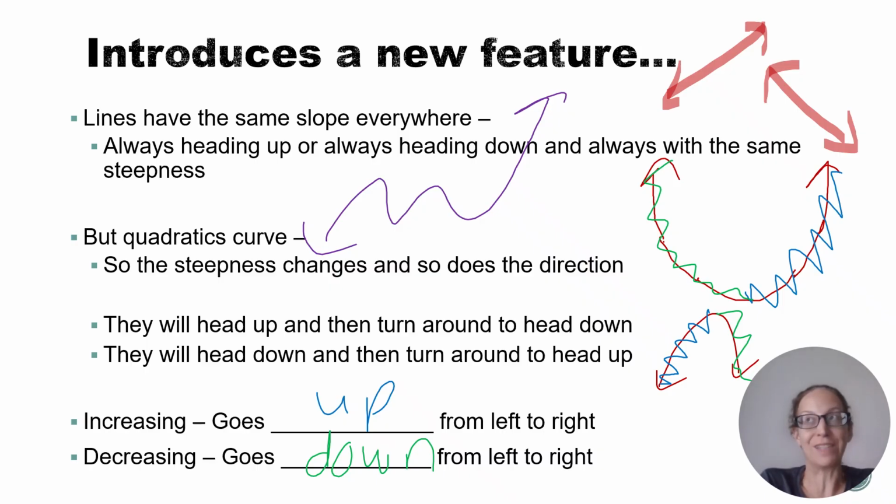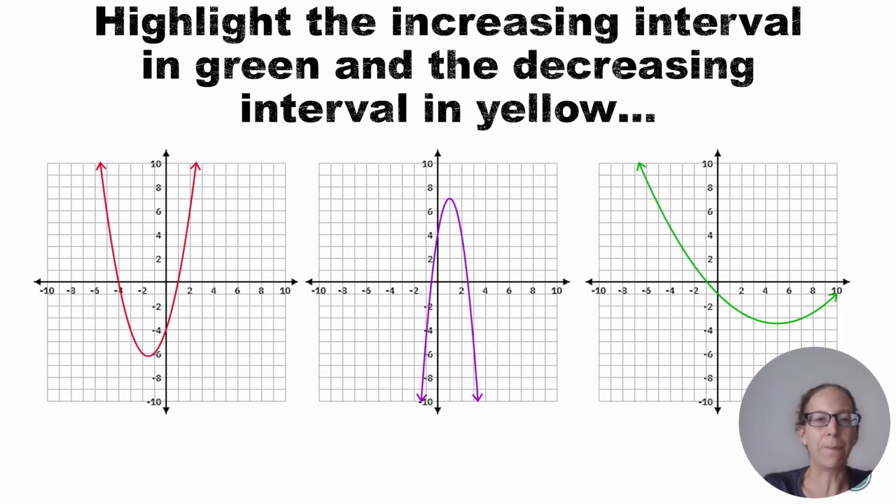Like you don't have this, if it's shaped this way, it's on the left and right. Now you've got to go back to, is it heading up or is it heading down? Okay, so just keep that in mind. All right, so this is what I intend for you to do on your homework. We're going to highlight the increasing interval in green and the decreasing interval in yellow.